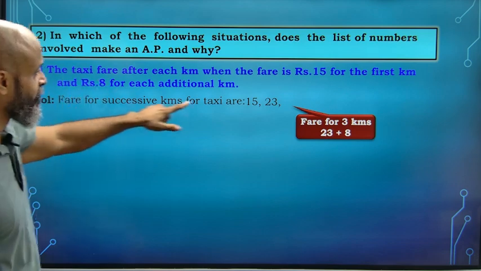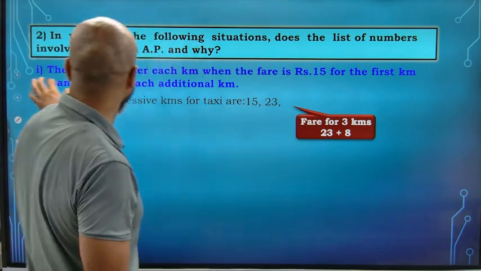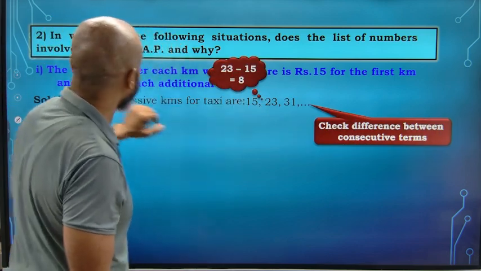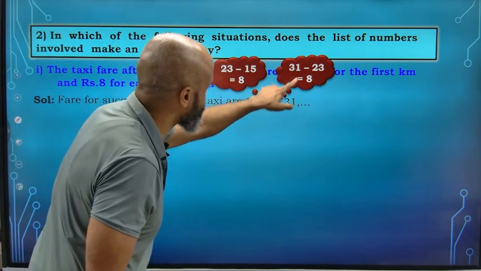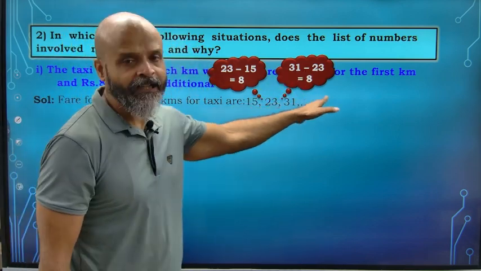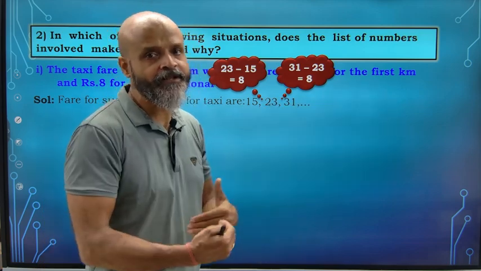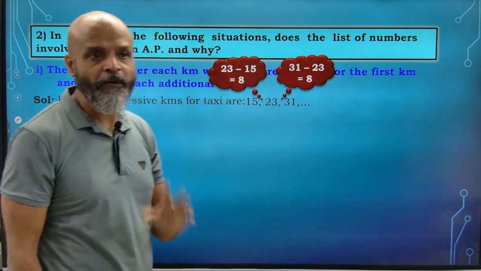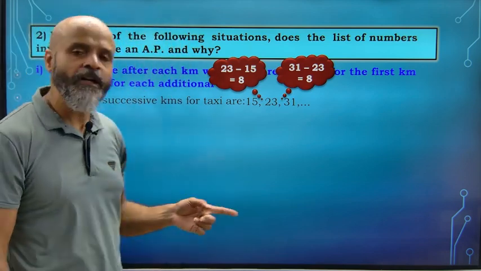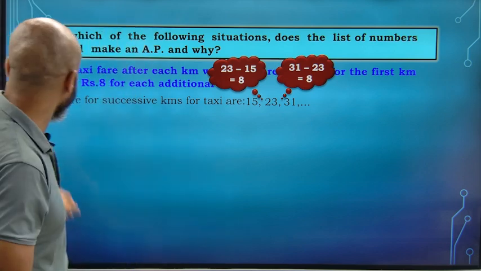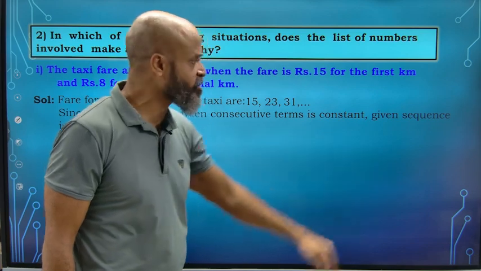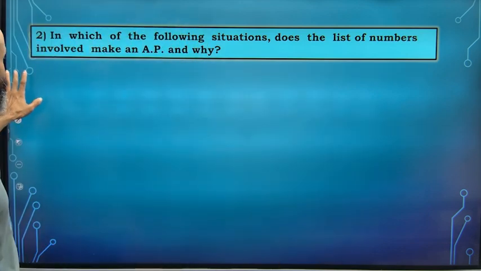So if you look at it, what will be the charges? 15, 23, 31 and so on and so forth. 23 minus 15 is 8, 31 minus 23 is 8. In fact, any 2 consecutive kilometers, the charges will have a common difference of 8. So does this qualify to be an AP? The answer is yes, it does qualify to be an AP. Since the difference between consecutive terms is constant, the given sequence obviously will be an AP.